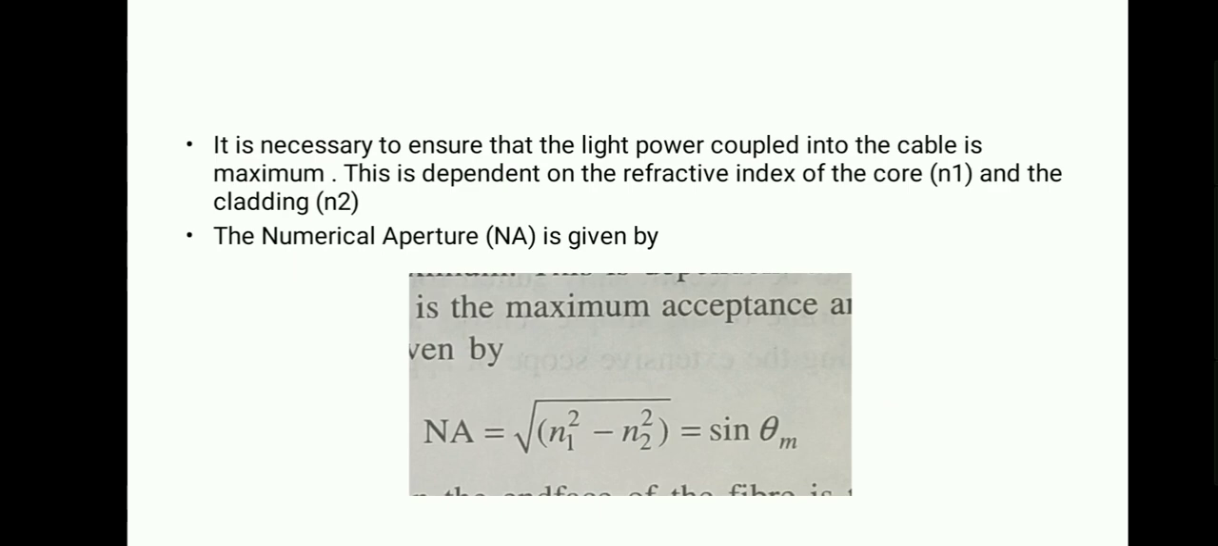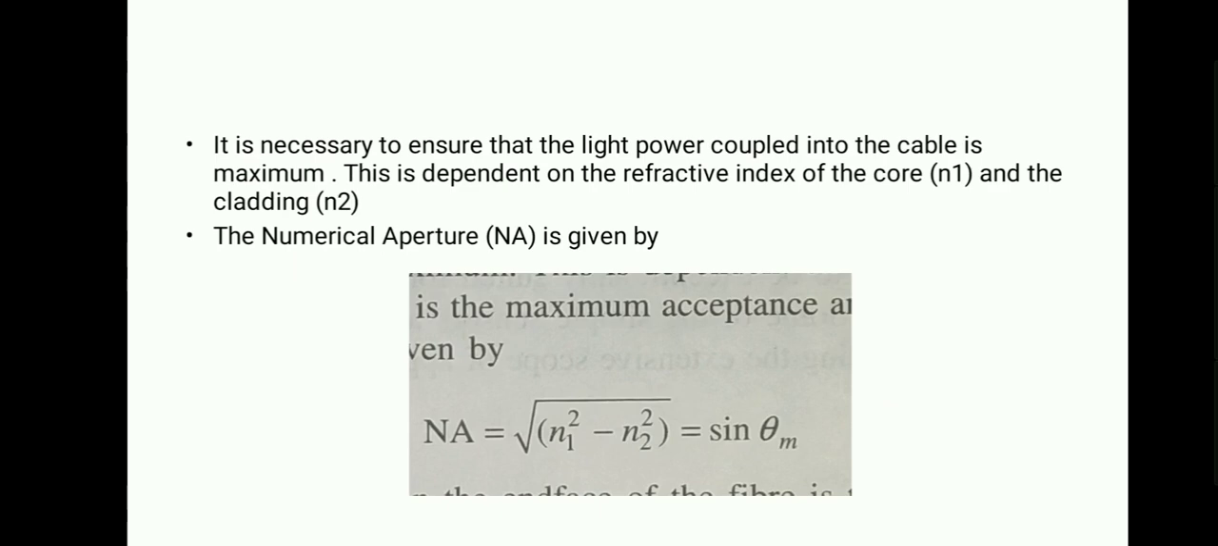Another important point here is that we should make sure the light power coupled into the cable is maximum. This depends upon the refractive index of the core, which we are calling N1, and the refractive index of the cladding, that is N2. The numerical aperture NA is given by the following formula: NA equals the square root of N1 square minus N2 square, which equals sine theta m.